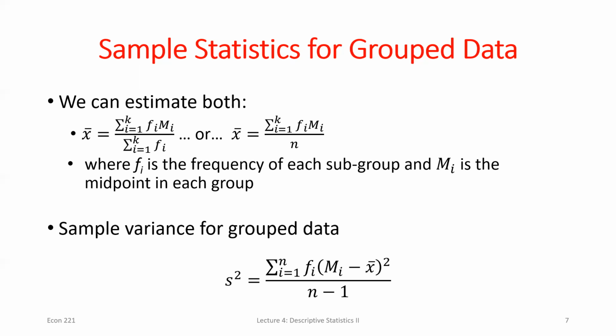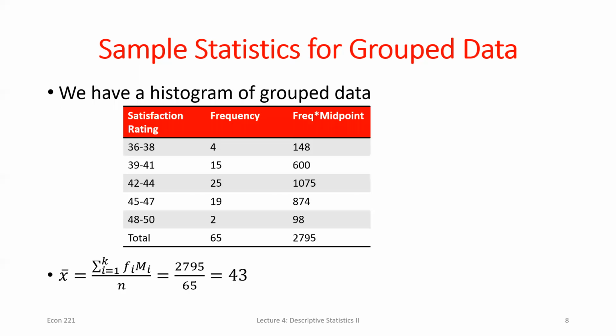More often than not, we're not going to be given n. So we're actually procedurally going to have to add up those frequencies to get n. But then because it's sample data, I still have to subtract 1 there in the denominator. Okay, so let's look at an example of this.